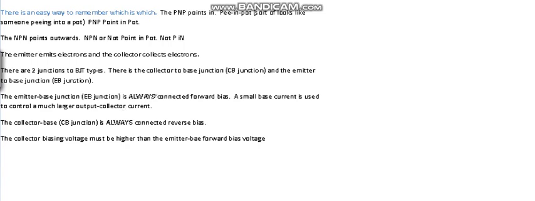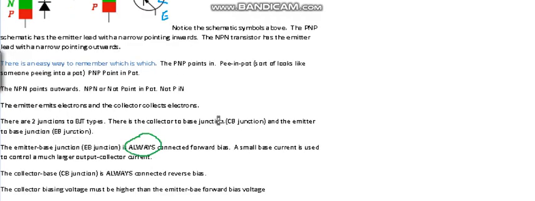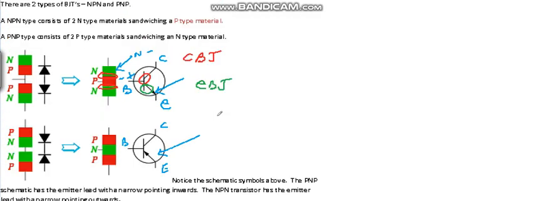The emitter to base junction is always connected forward bias. A small base current is used to control a much larger output collector current. The collector base junction, or CBJ, is always connected reverse bias, and the collector biasing voltage must be higher than the emitter forward bias voltage.